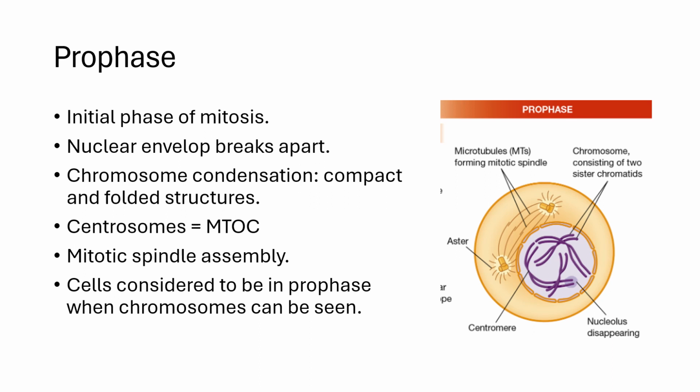Once the chromatin has become organized, the organized structure is now called a chromatid, and two chromatids come together, joined by the centromere. At the same time, in this phase, centrosomes, which are microtubule organizing centers, have microtubules that begin to assemble the mitotic spindles. Once the organized chromosome can be seen via microscope, a cell is considered to be in prophase.